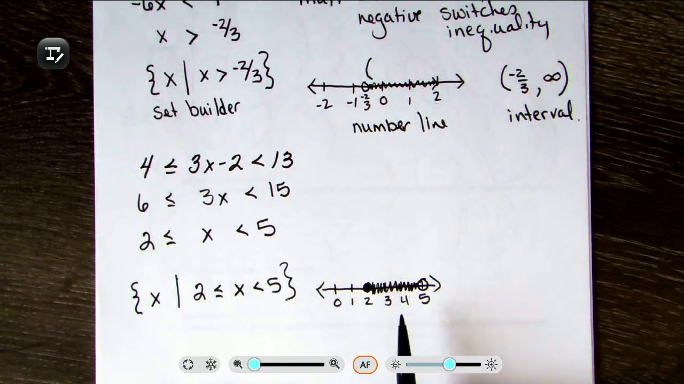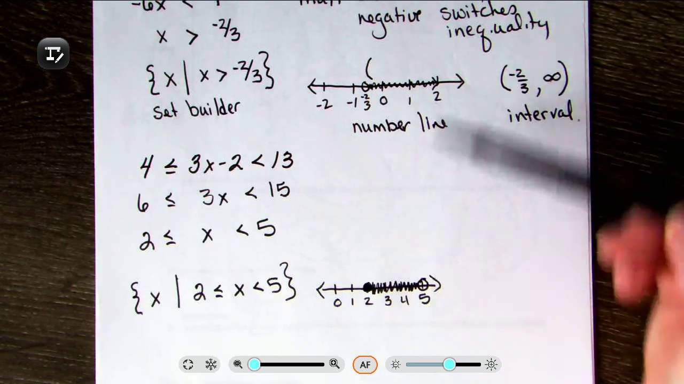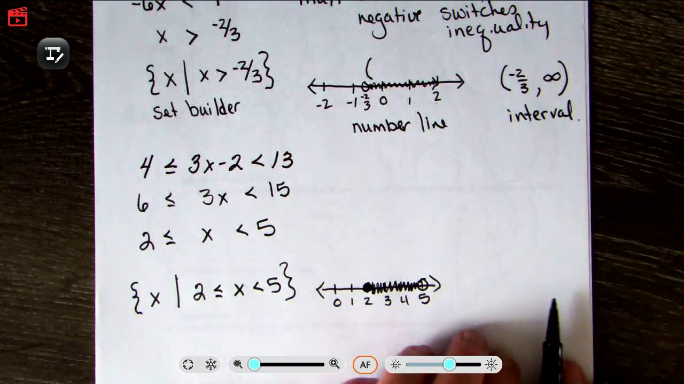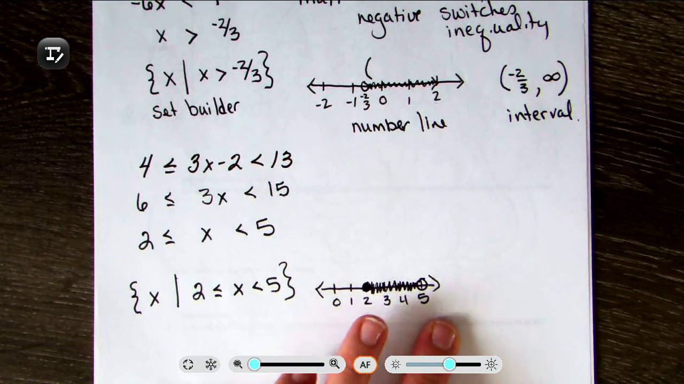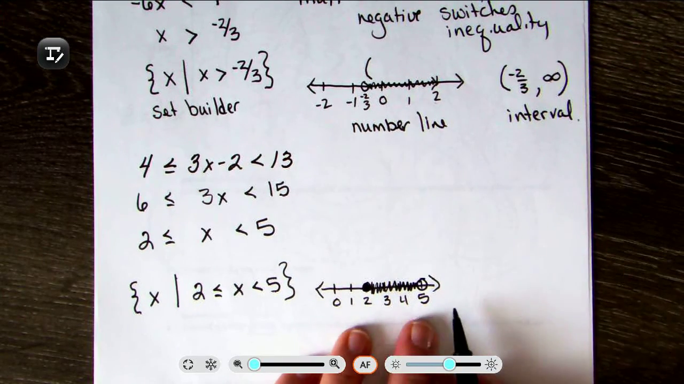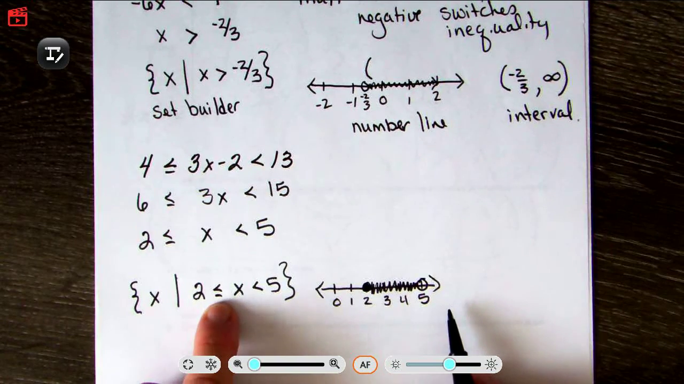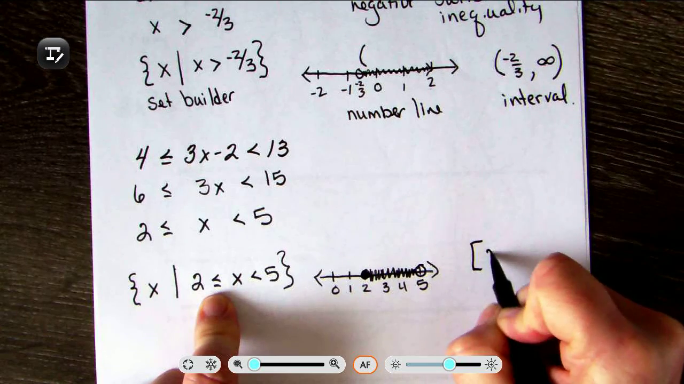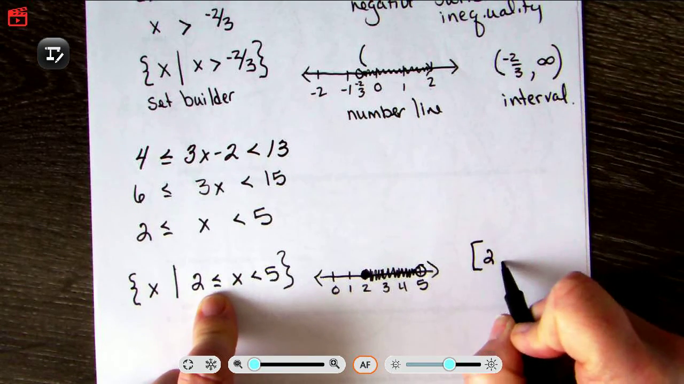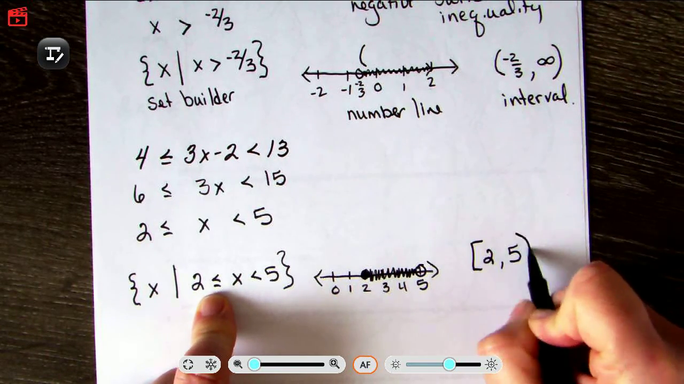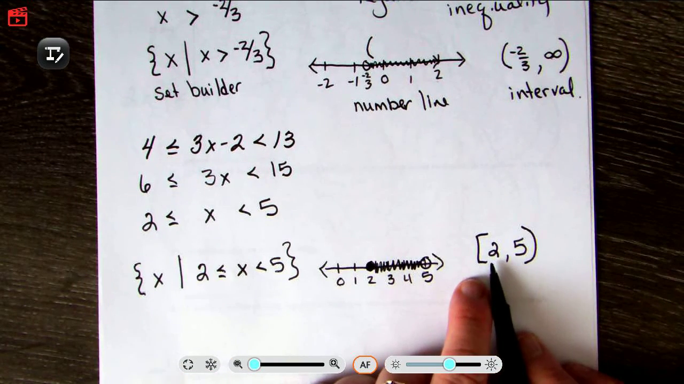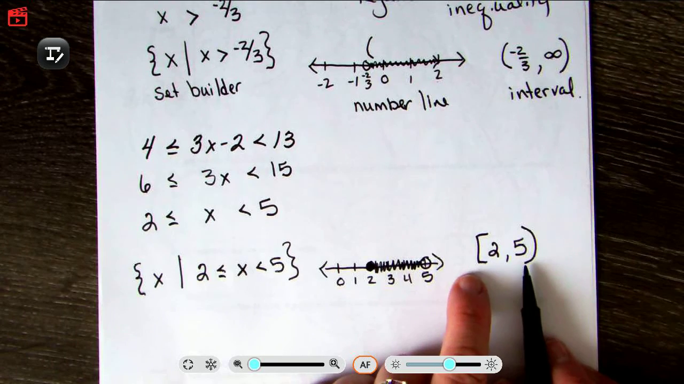That sometimes gets a little hard to read, hence the reason the number line idea is disappearing, and we're leaning more towards the interval notation. In interval notation, since we have the equality included on the 2, we use a square bracket. So we're going to go from 2 up to 5, not including the 5. So this is an interval from 2, including 2, to 5.